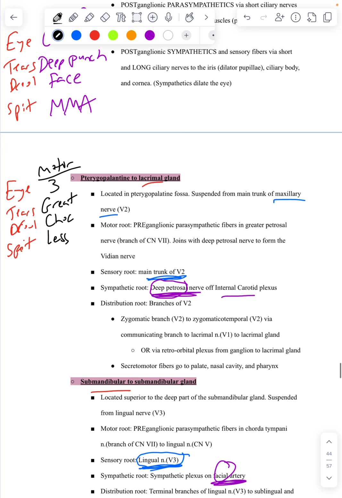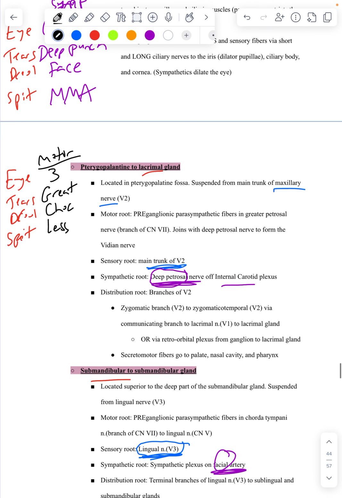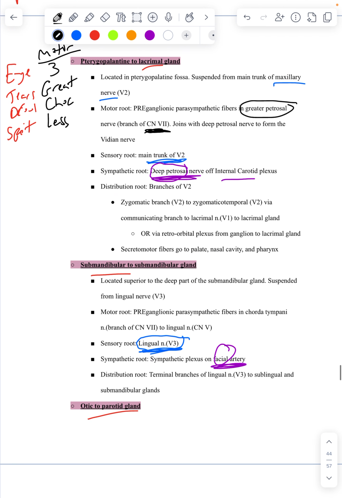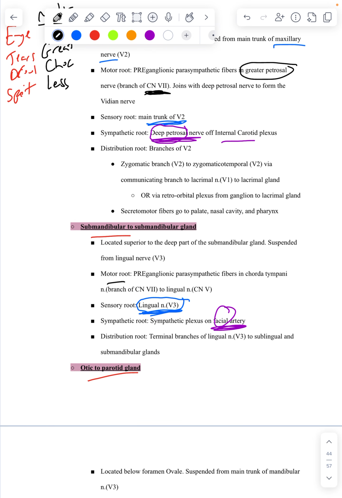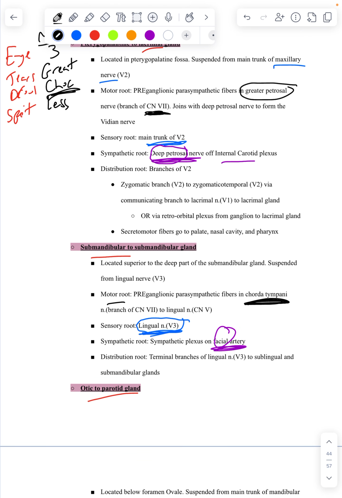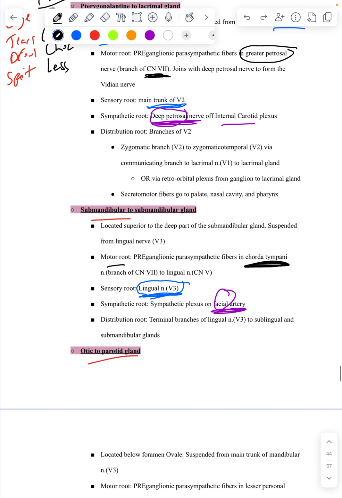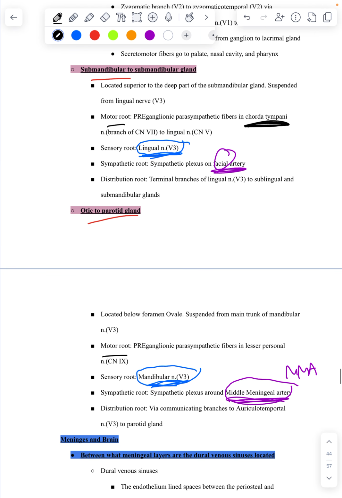The second one, the tears one, is greater petrosal. Remember we said this is a branch of 7 because the greater Ronaldo is CR7. The third one, the motor, is chorda tympani. This is nice because we already used chocolate as the thing to remember that it does anterior 2/3 for taste, because you taste chocolate. And then the last one for motor is lesser.